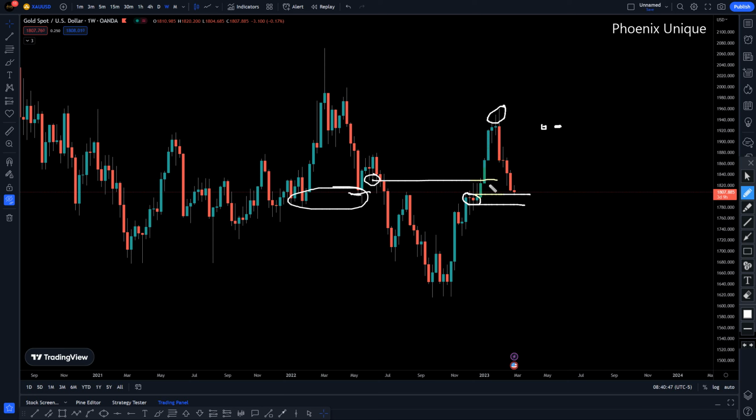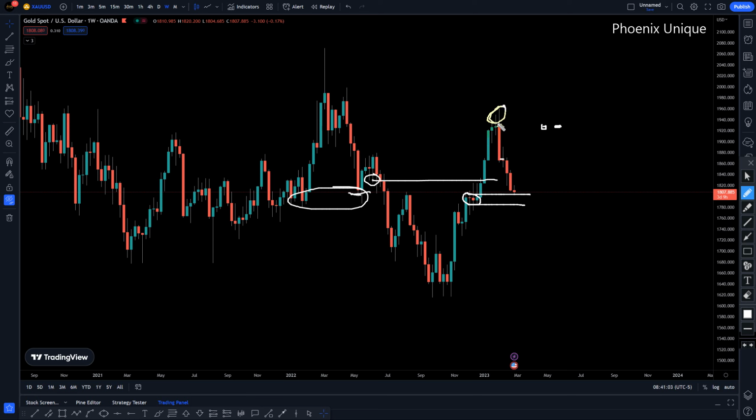The bigger the body of the candle, the more interest buyers or sellers have. Like this place, you can say more sellers are interested in this because this is where price opened, and this is where it closed for that week. So sellers were interested in selling.